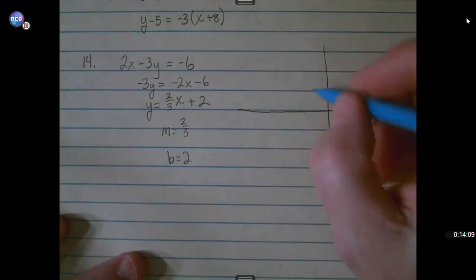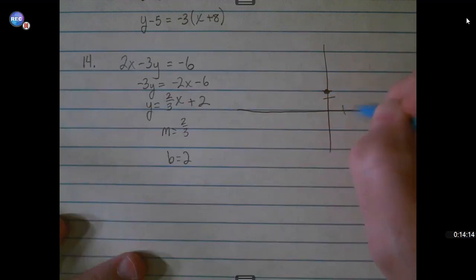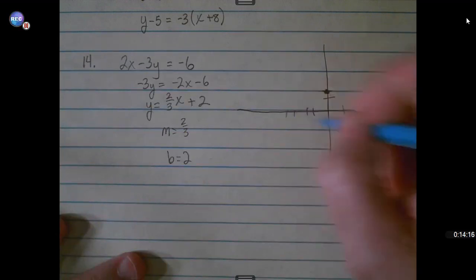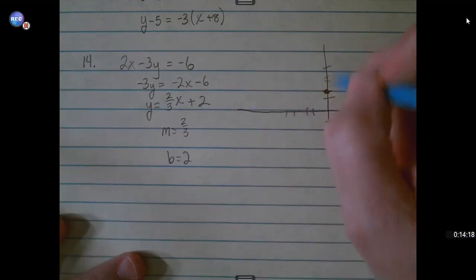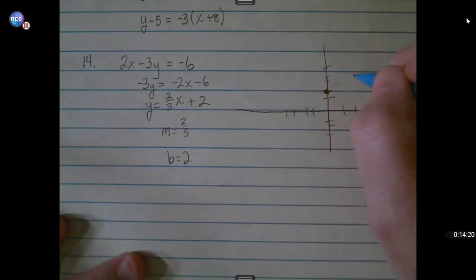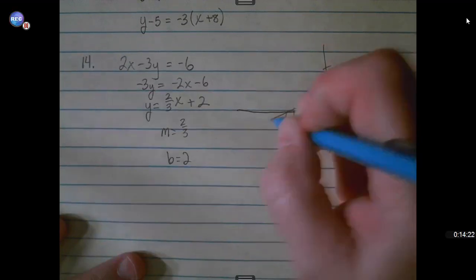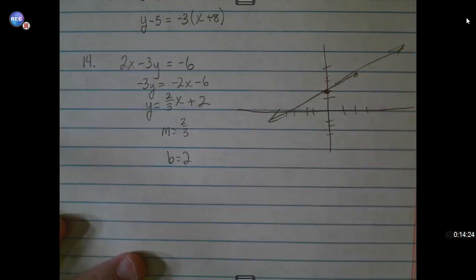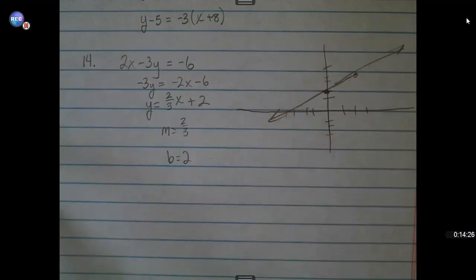In standard form, I wouldn't know that. I'd have to solve for it. So put it in slope-intercept form. Boom, there's your answer. So my intercept is 2, and then my slope is 2/3. So I could rise 2 and run 3, whatever, and there's your line. And there'll be graph paper on the test, of course.